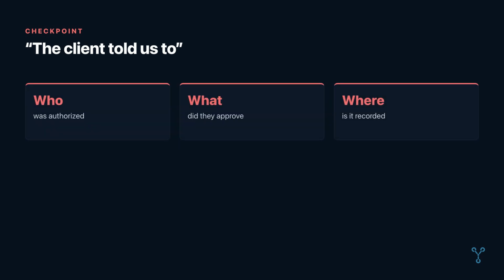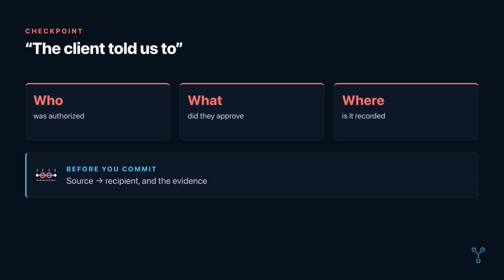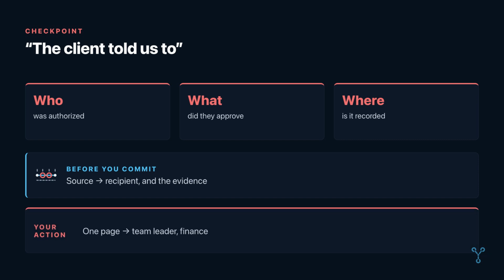Checkpoint. Before you commit a cost or promise an activity, can you explain the money path from source to recipient and the evidence that closes the loop? If not, pause and clarify. Your action after this episode is simple. Create a 1-page money map for your current assignment. Give it to the team leader and finance focal point for confirmation. It will make every later module easier.